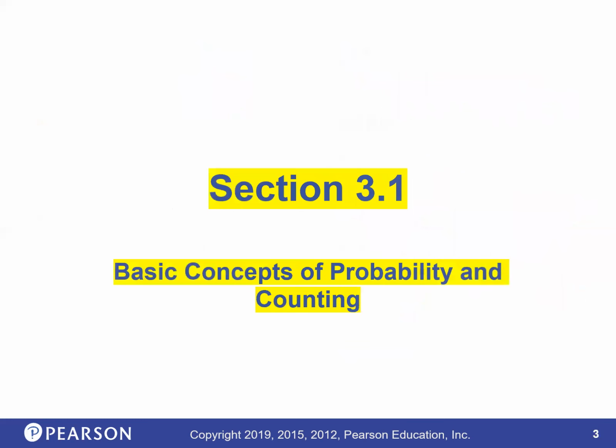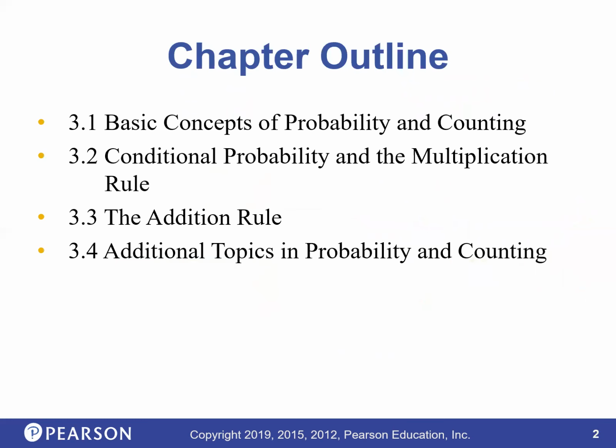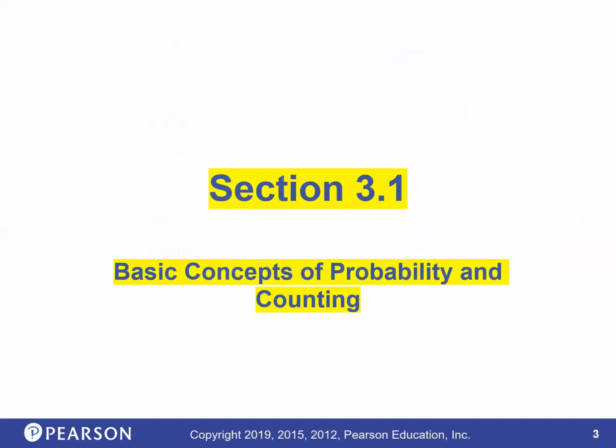So chapter 3.1, just real quick, what is this all about? Basic concepts today. Maybe we'll get to conditional probability and the multiplication rule. And then gearing up for next time, the addition rule and then the additional topics. That's kind of chapter 3 at a glance. So let's jam.